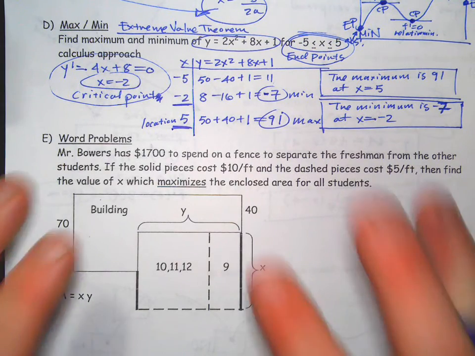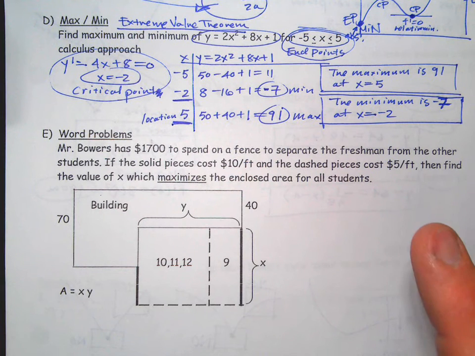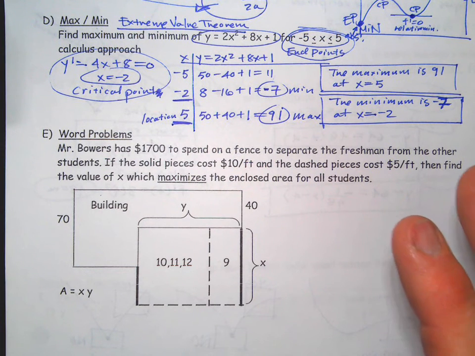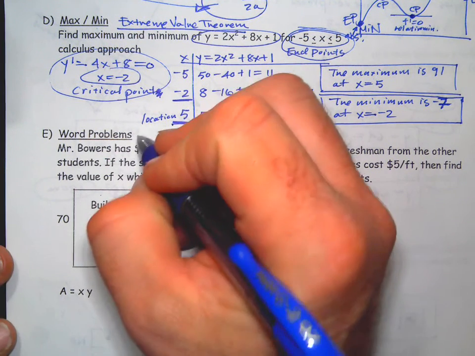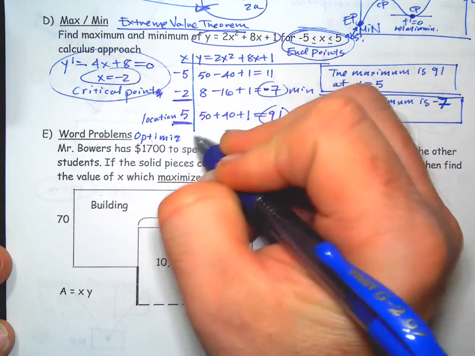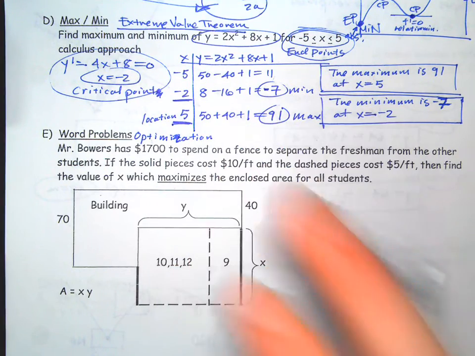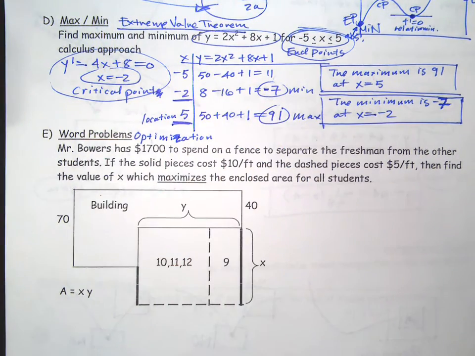Now, this next problem is based off this idea of trying to find the maximum or minimum of something. We call these optimization problems. It's like a word problem based off trying to find the absolute max or min of something. We're going to optimize it, make it best or least or highest, or spend the least amount of money, make the most profit. So Mr.